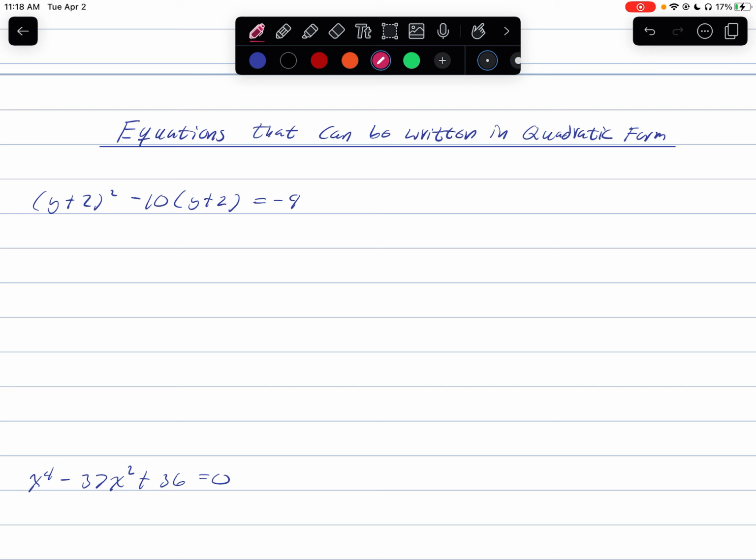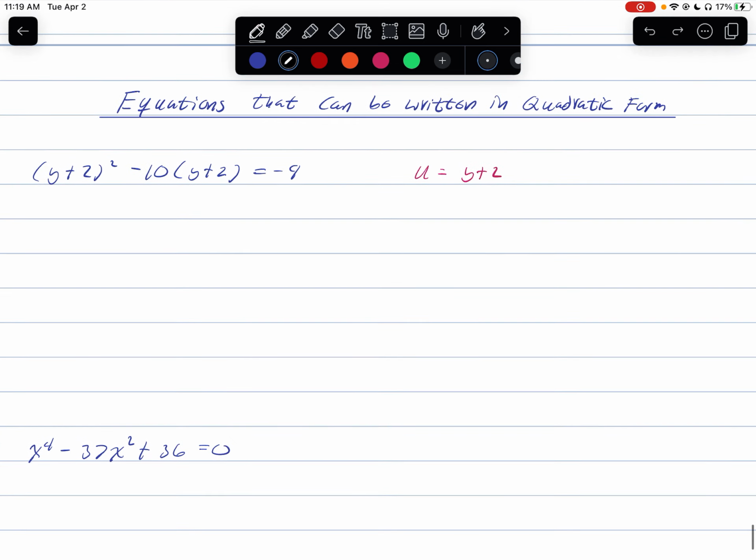So here what we're going to do is we're going to let u equal y plus 2, okay? And then anywhere we see y plus 2, we're going to substitute that with u, okay? So this new equation is going to be, since we have y plus 2 here, we're going to have u squared minus 10 times u is equal to negative 9, okay? So now we have something that looks a little bit more like a regular old quadratic equation that we're used to. So let's see if we can set it equal to 0.